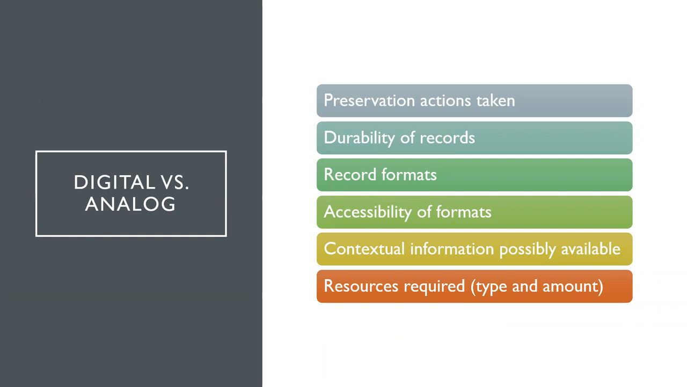So for instance, there are different preservation actions taken for digital records than there are for analog records. You can't really emulate a piece of paper, right? It's just a piece of paper. There's not really a need to try and recreate the conditions that the paper was created and used in. It just doesn't make sense.